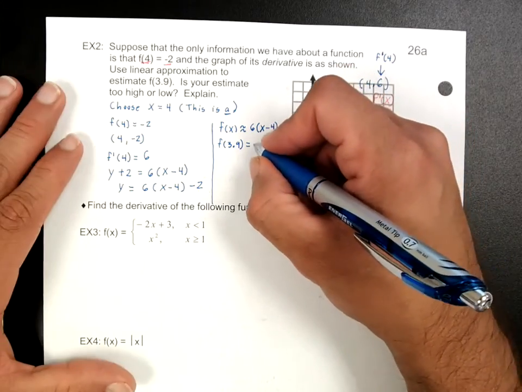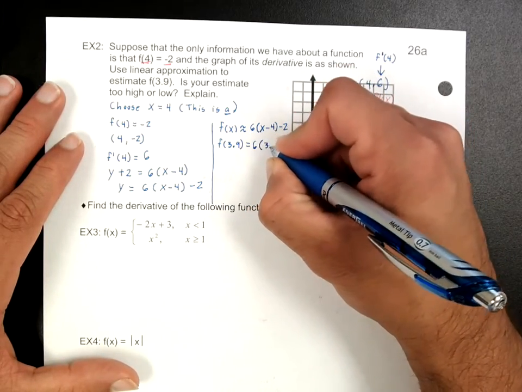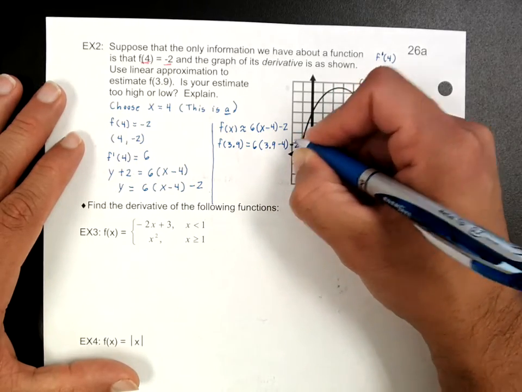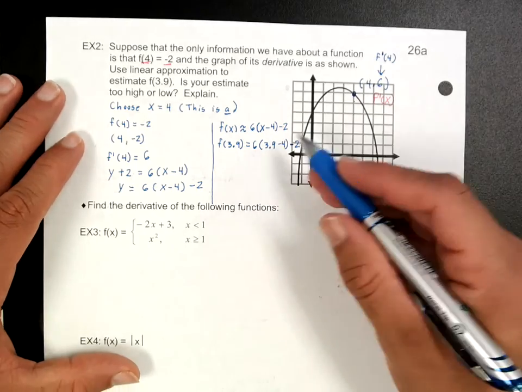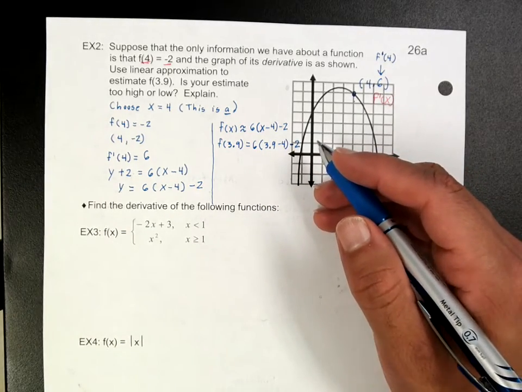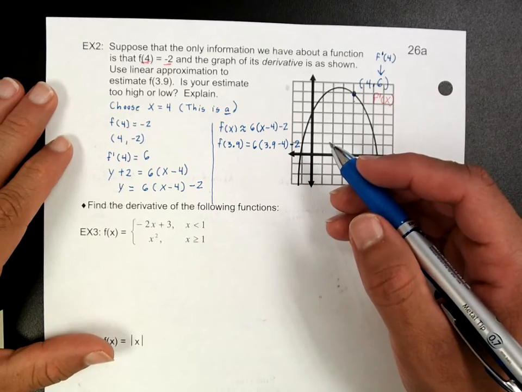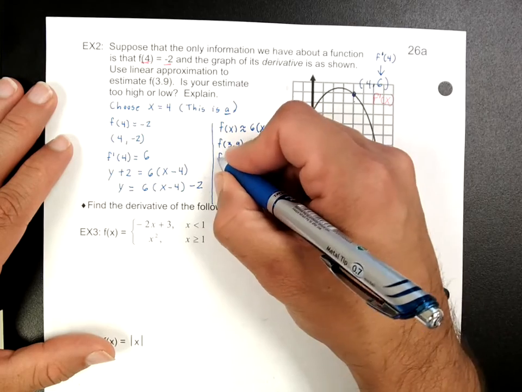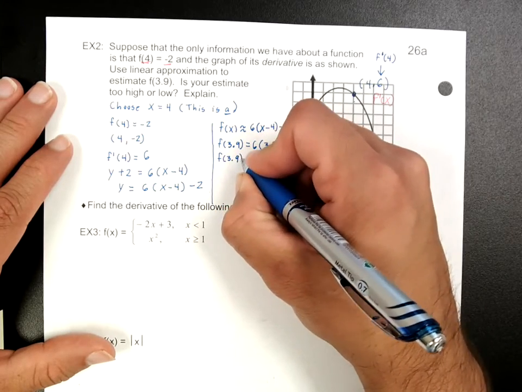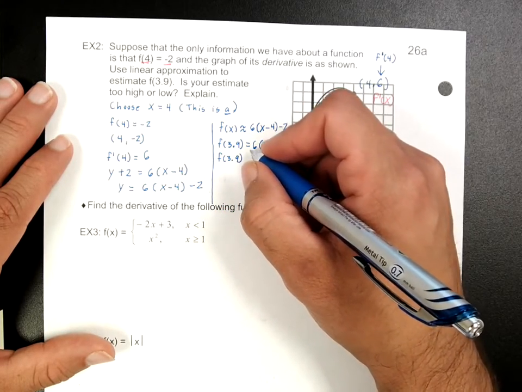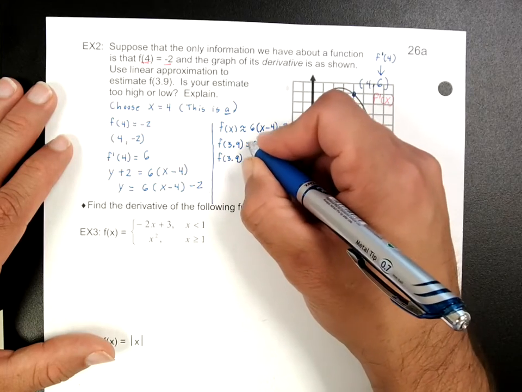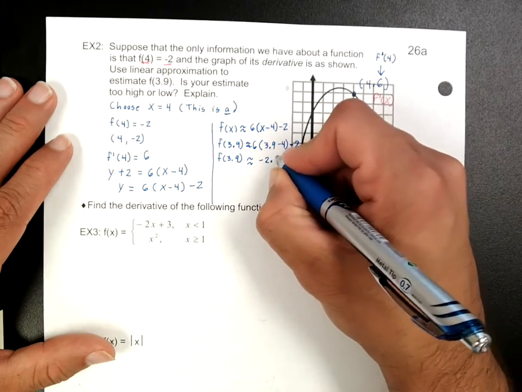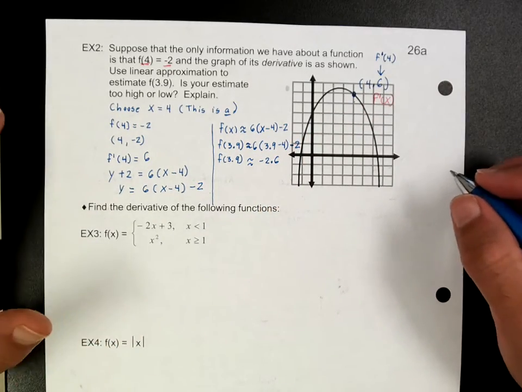And really, you could do this by hand if you wanted to. It wouldn't be that hard. That'd be negative 0.1 times 6, it'd be negative 0.6, minus 2 would be negative 2.6. So f of 3.9 would be approximately negative 2.6. Right, now they're asking us if the approximation is too high or too low.